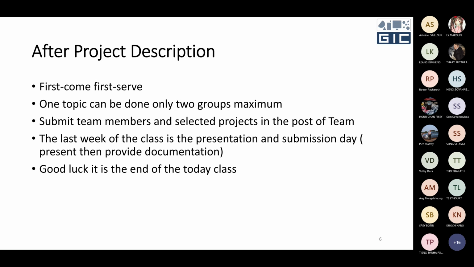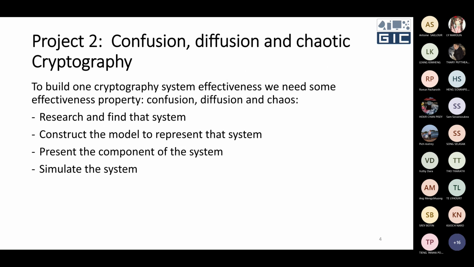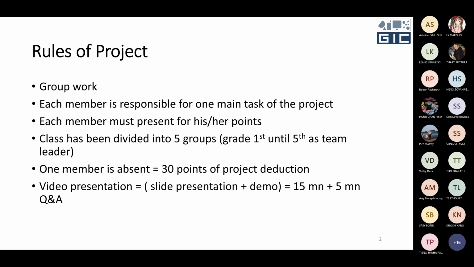What do you mean by 5 people, teacher? 5 people. As you know, the rule of the team means that the class will be divided into 5 groups. Number 1, number 2, number 3, number 4 until number 5. So each group must contain those ranked people.